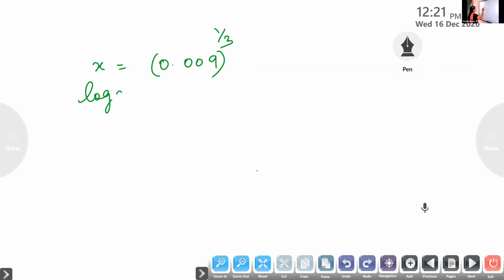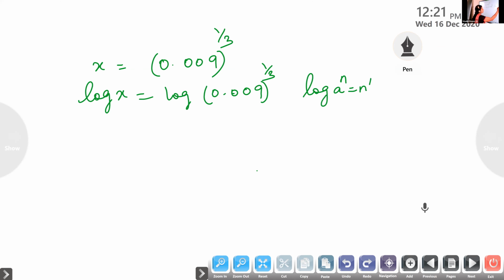What is log x? It is log of 0.009 whole raised to 1 by 3. What is the property we have learned? Log of a raised to n, means the power we can take to the front. So it is the same as n log a. So log x is 1 by 3 log of 0.009.